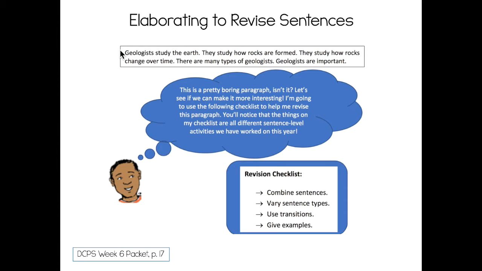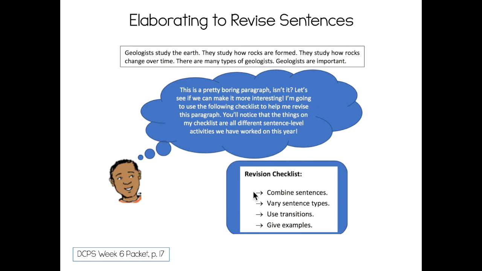As someone who's a non-expert, that paragraph really didn't get me excited about geologists in the way that I think the author hoped it would. Let's see what this guy's thinking. This is a pretty boring paragraph, isn't it? Yeah, it's pretty boring. Let's see if we can make it more interesting. I'm going to use the following checklist to help me revise my paragraph. You'll notice that the things on my checklist are all different sentence level activities we have worked on this year. Let's take a look at this revision checklist.